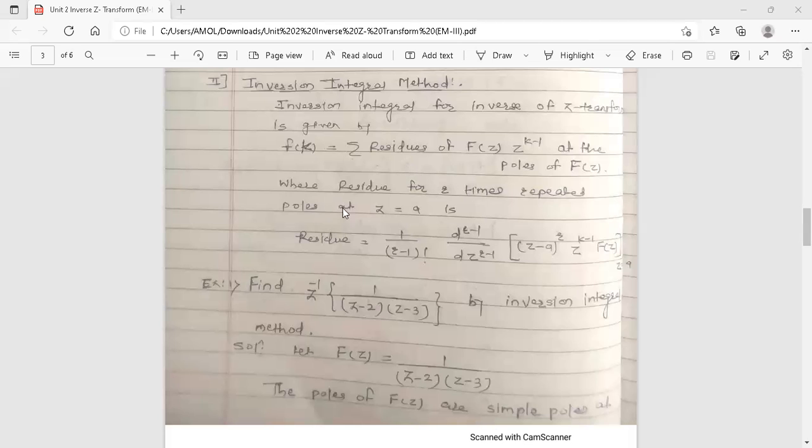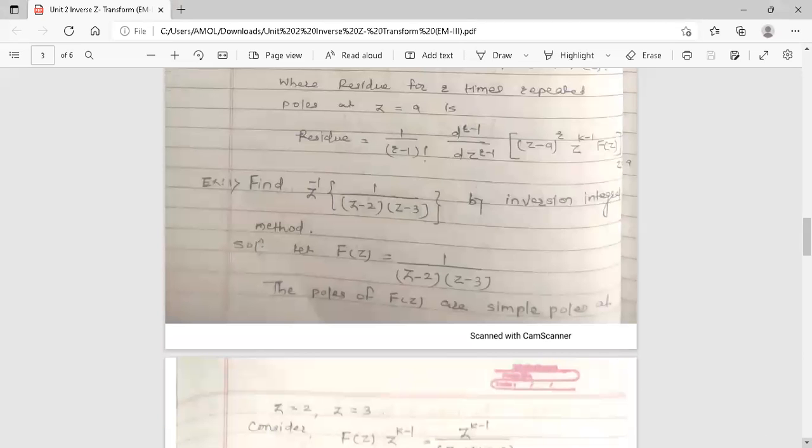And how do we calculate the residue at the poles of F of z? This is the formula. If the pole is repeated r times, where r is the number of repetitions, then the formula is 1 upon (r minus 1) factorial into the (r minus 1)th derivative with respect to z of (z minus a) raised to r into F of z into z raised to k minus 1, at z is equal to a. Now see the example.